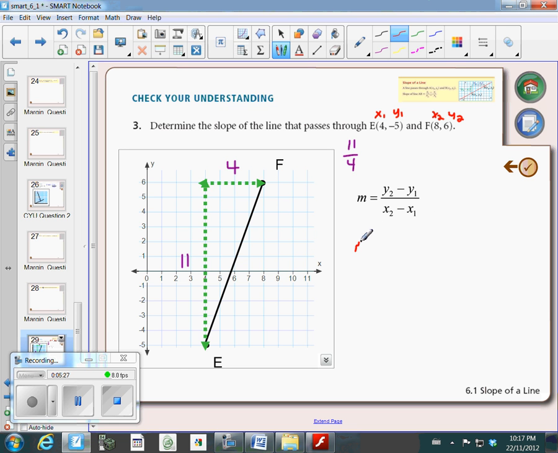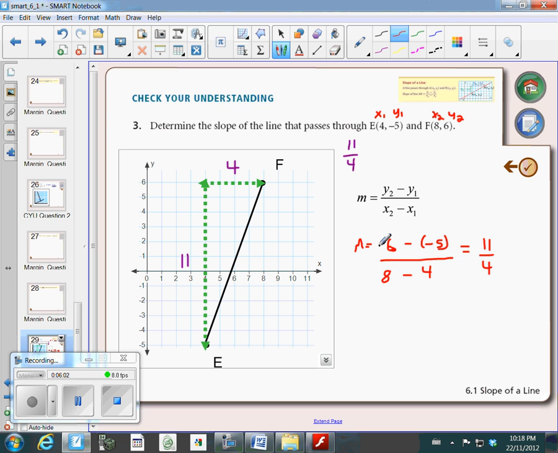Okay, so now we have slope is equal to y sub 2. Well, we said 6. That's y sub 2 minus y sub 1. That's a negative 5. Notice it's 6 subtract a negative 5. Watch out for that. Divided by the second x value, which is 8, subtract the first x value, which we called 4. So what does that equal? 6 subtract a negative 5, well, that's positive 11. 8 subtract 4 is 4.